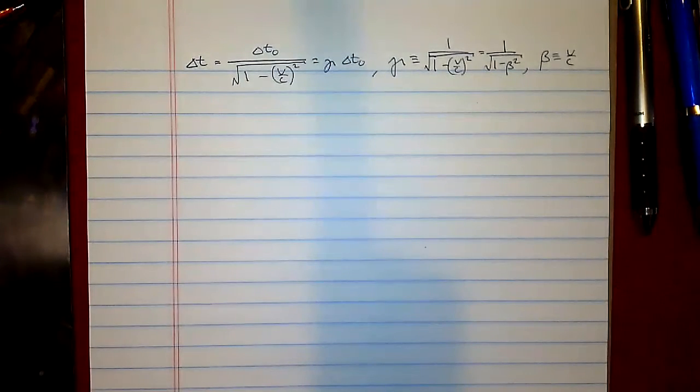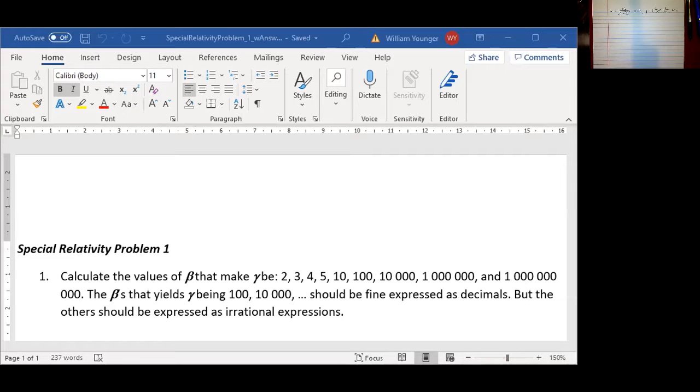Now that I've reminded you what that was, I'm going to work a problem by first sharing the screen so you can see what the problem is, and then solving it. In this problem, I'm asking you to calculate the values of beta that make gamma equal to 2, 3, 4, 5, and then 10, 100, 1,000, 10,000, and so on. I left 1,000 off there, but I'll put it back in now.